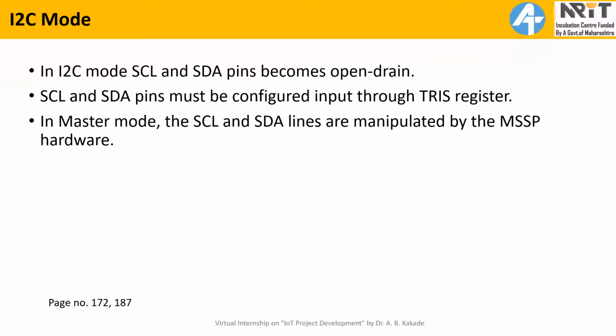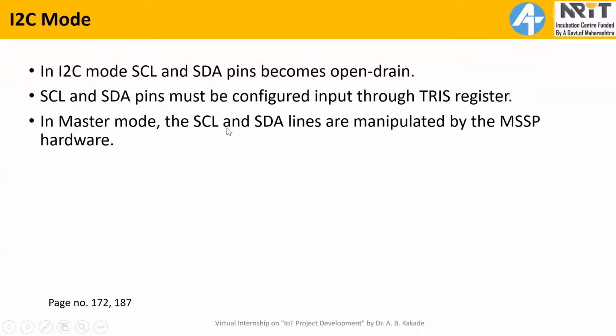Another important point with regard to I2C mode is that the serial clock pin SCL and the serial data pin SDA become open drain. As these pins are open drain, we require an external pull-up resistor. Otherwise, the circuit will be incomplete. SCL and SDA pins must be configured through the TRIS register. In fact, even if you configure for input or output operation, this SDA pin is bidirectional. So depending upon whether data is transmitted out or shifted in, the MSSP module automatically manipulates this pin for input or output functionality.